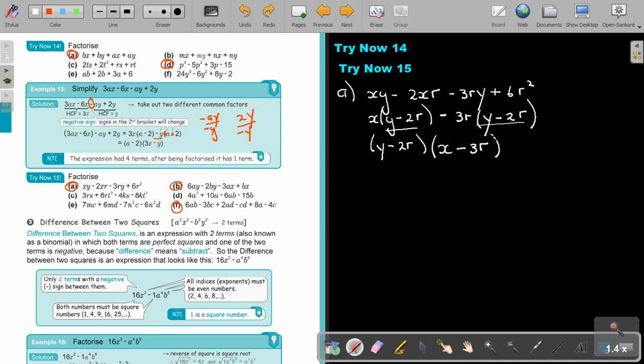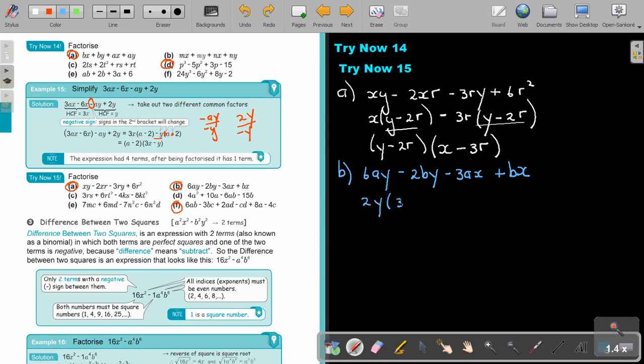Okay, let's just see, this was just the first one there. Try now 15, the first one. And then if I look at number B, then this is going to be 6ay minus 2by minus 3ax plus bx. Okay, so start by taking out 2y.